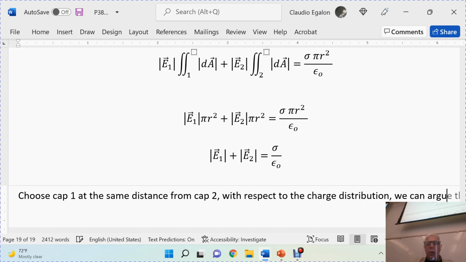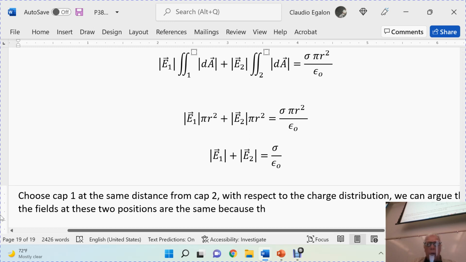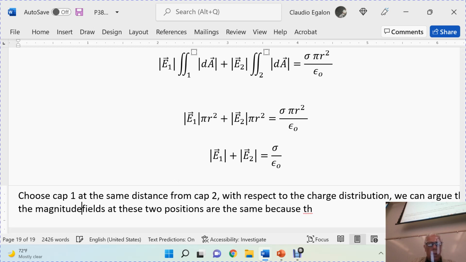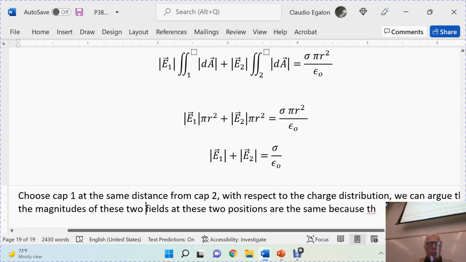we can argue that the fields at these two positions are the same because the magnitude, not the fields, but the magnitude of these two fields are the same.